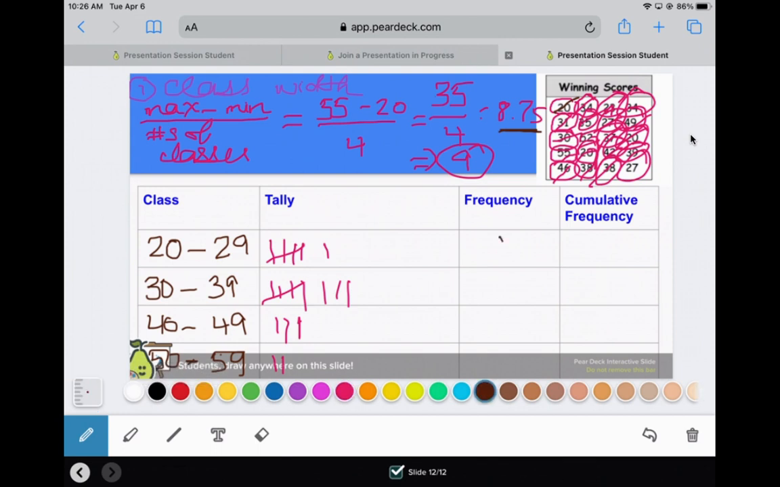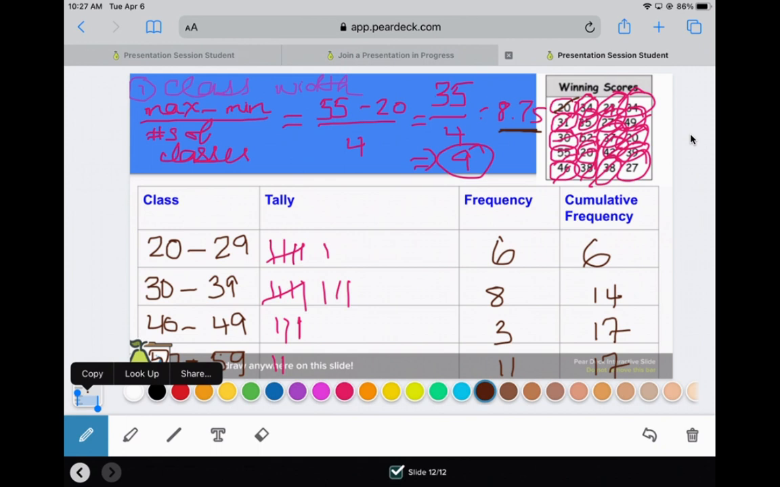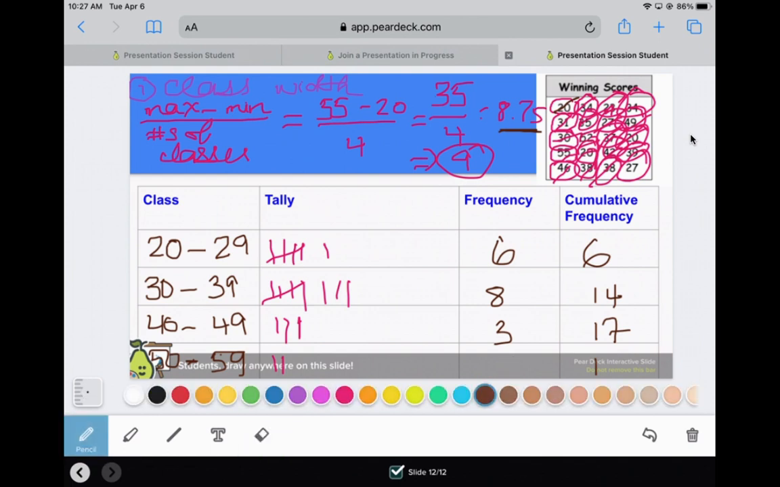So frequency is 6. Cumulative frequency should be the same. This one is 8. To get the cumulative frequency, I would add them. So this gives me 14. This one is 3. 14 plus 3 is 17. This one, 17 plus 2, sorry, this one should be 2. I don't know why I made that 2, so this gives you 19. Okay, so that's how you would create the frequency tables.